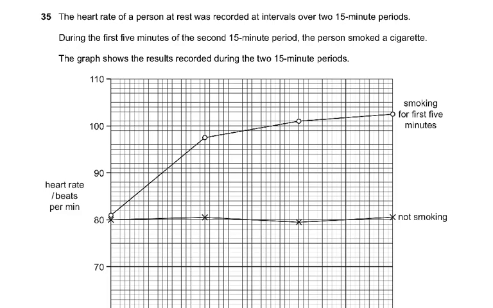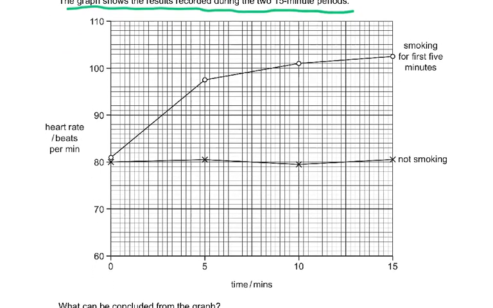Question 35. The heart rate of a person at rest was recorded at intervals over two 15-minute periods. During the first 5 minutes of the second 15-minute period, the person smoked a cigarette. The graph shows the results recorded during the two 15-minute periods. So we have heart rate, beats per minute, we have not smoking, and we have smoking for the first 5 minutes.